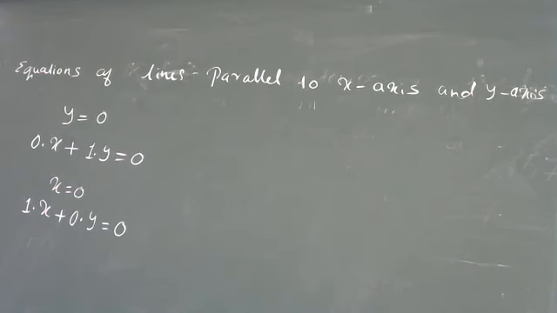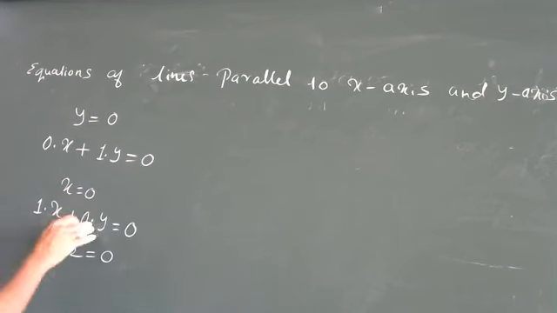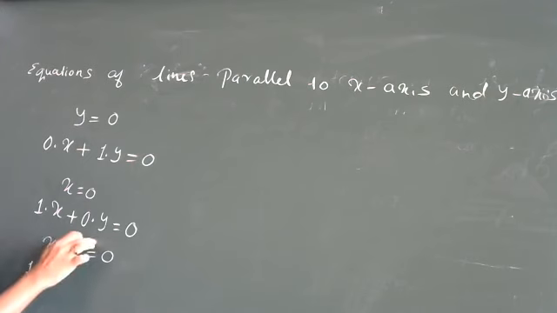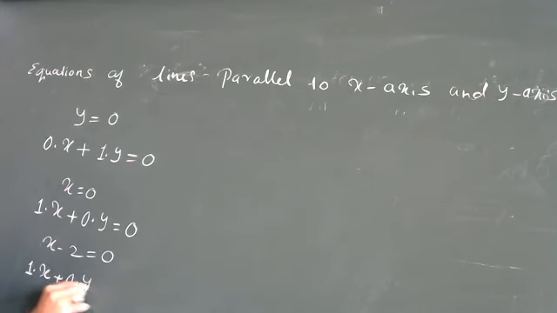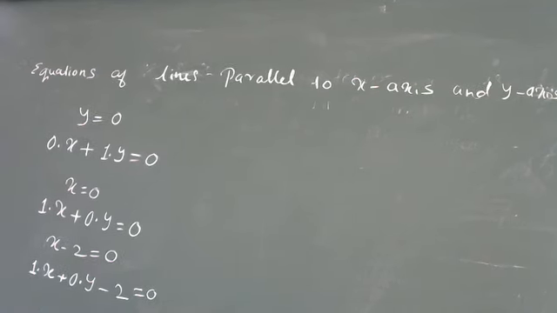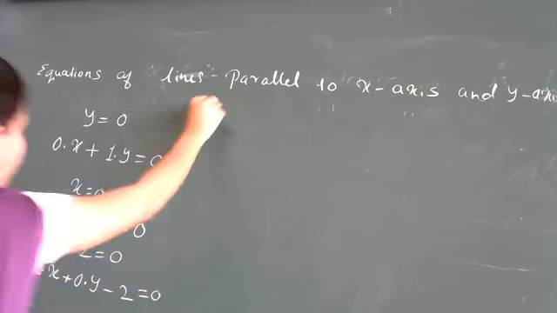So now if you consider x minus 2 is equal to 0, can we write this expression in two variables? It's an easy one. Same we have to do. What we have to do? We have to take 1 into x plus, we are not having y here, so take it as 0 into y and minus 2 is equal to 0. Now it is in the form of linear equations in 2 variables. Yes, now it is in that form.